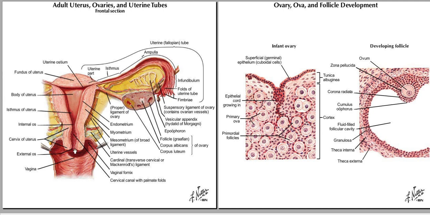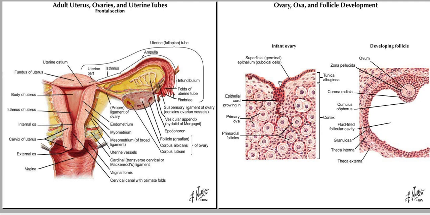There's the internal os, external os, internal os, the cervical canal with palmate folds, and then see the isthmus of the uterus. So cervical region, isthmus of the body, and then the fundus, and there's the uterine ostium too.